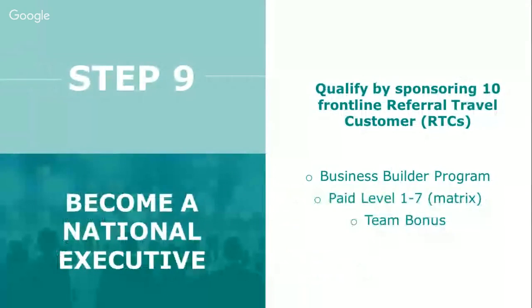All right, step 9, become a national executive. You qualify for this PIN level by sponsoring 10 frontline referral travel customers. And at this point, you start earning the business builder bonuses and the team bonuses, and you get paid through levels 1 through 7 of the matrix. And that's so important. At this PIN level, you actually qualify for everything in the compensation plan. And I've been saying before, do not leave money on the table. If you can help it, don't do it. Go ahead and sponsor your first 10.